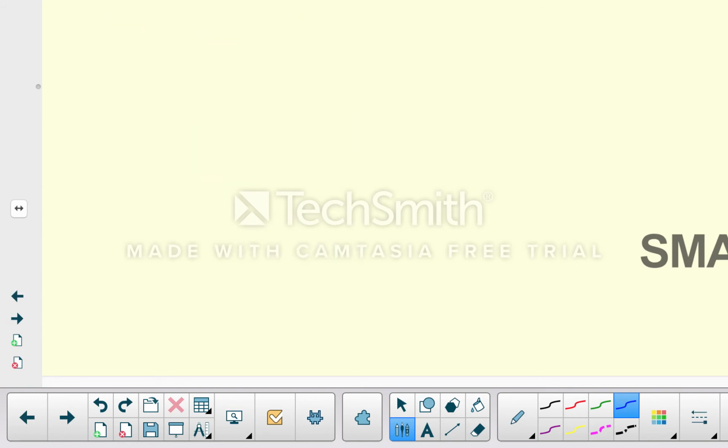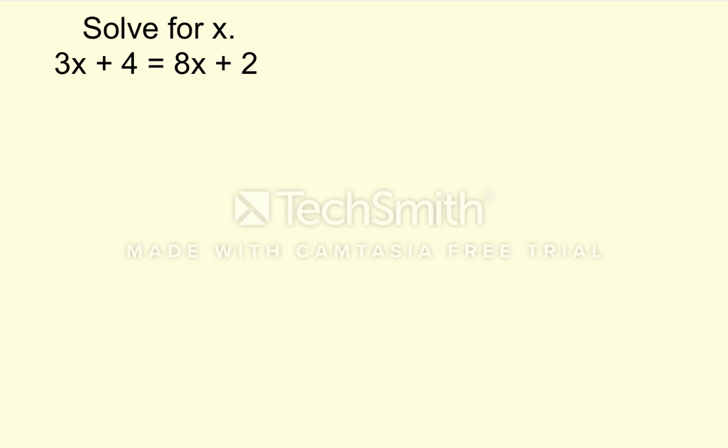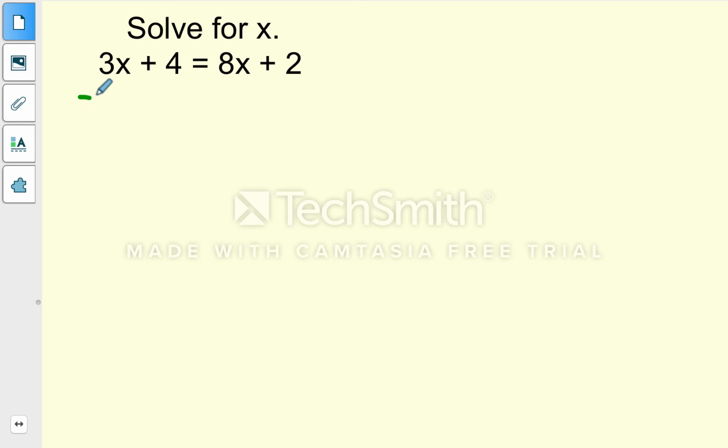All right, solve for x. This is just your standard multi-step equation. So I'm going to show you two ways of doing this. First of all, what I could do is take these x's right here, since there's 3x over here, and 3x can be taken from both sides of the equation.